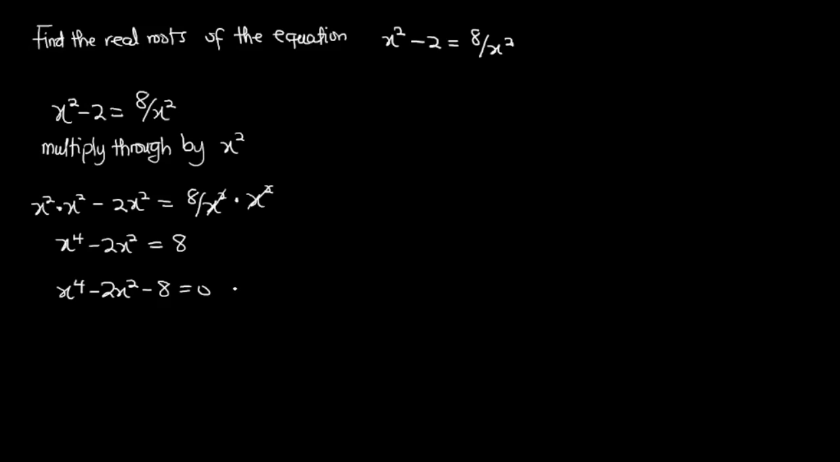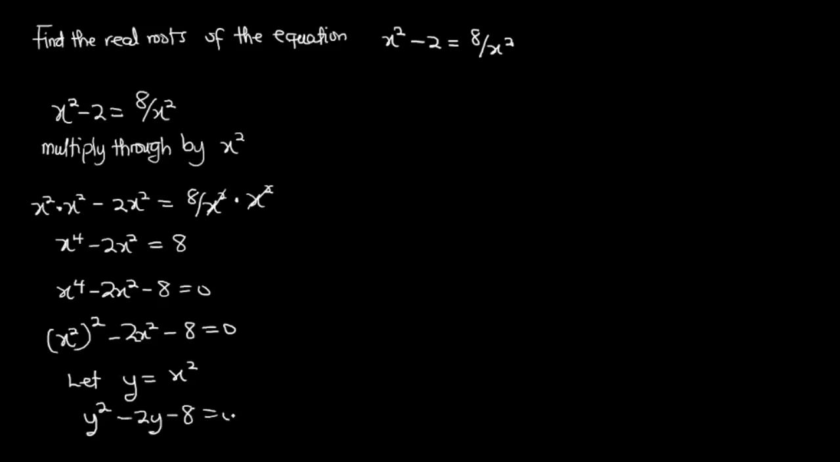Now, as usual, you can see that we have x power 4, and that is not what we want. This way, it is a little bit complicated to solve it by factorizing, but there's an easier way to do it. That is to rewrite this as x squared squared minus 2x squared, just like we did in the previous example. Then I say let y be equal to x squared. So this whole equation becomes y squared minus 2y minus 8 is equal to 0.